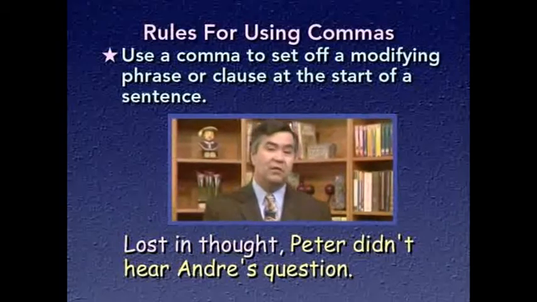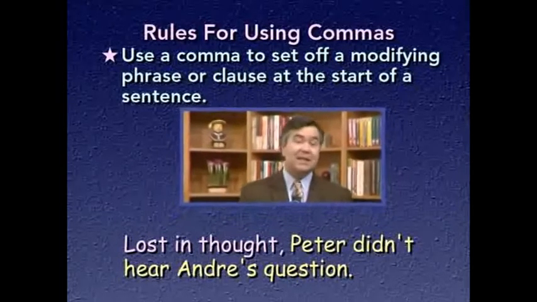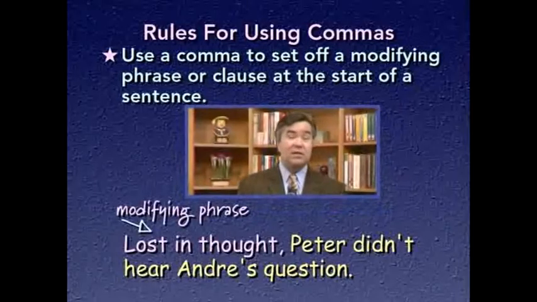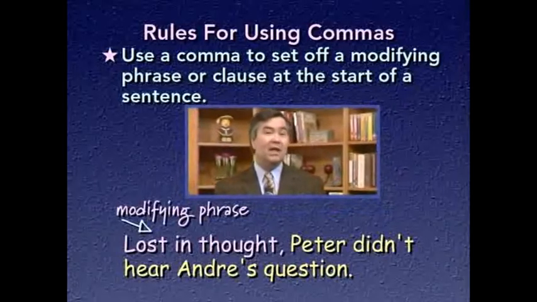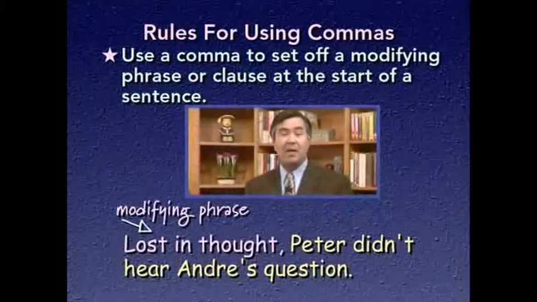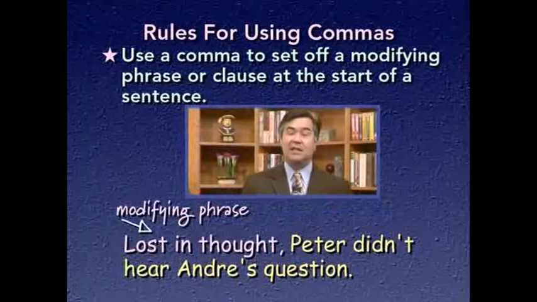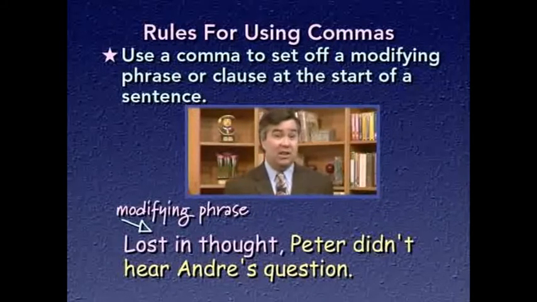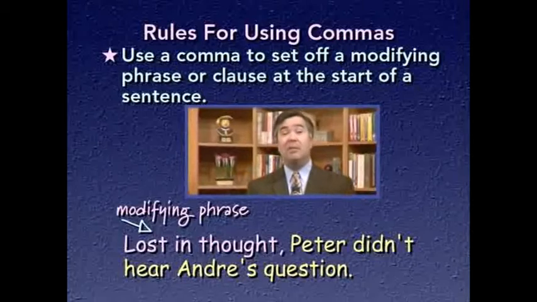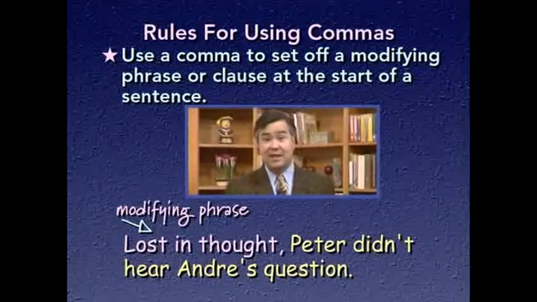What role does this phrase have in the sentence? Well, it acts as a modifier. It gives further information about Peter. It describes or tells something about Peter. Therefore, this is a phrase that's acting almost like an adjective because it's giving more information about a noun that appears elsewhere in the sentence.